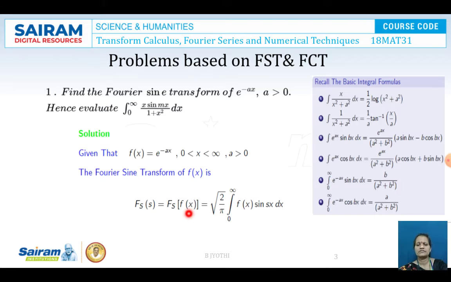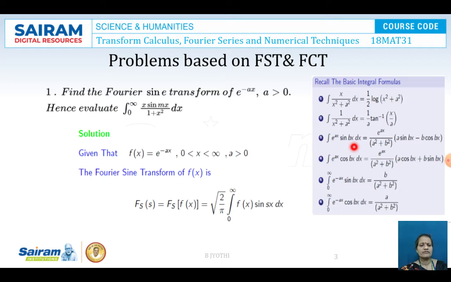Before going for the transform and considering the formula, let us recall the basic integral formula, that is, the integral of x by x square plus a square can be written as 1 by 2 into log of x square plus a square, that is one formula. For the same integral, we can also write it as 1 by a into tan inverse of x by a. Any one formula can be used depending on the requirement.